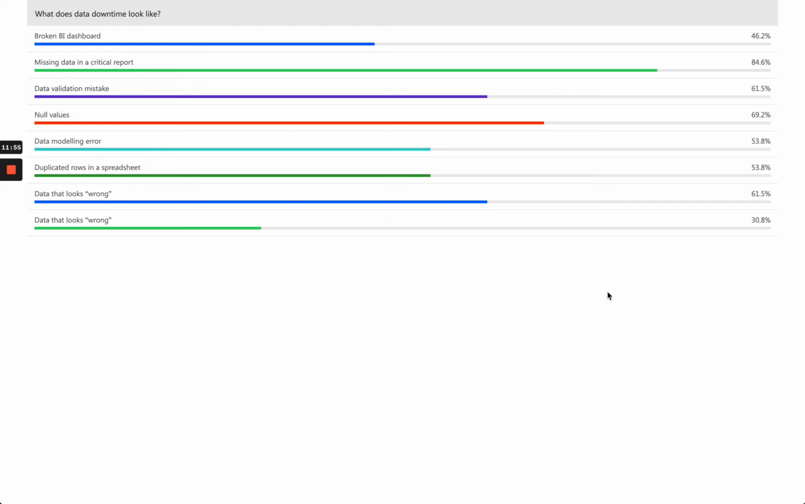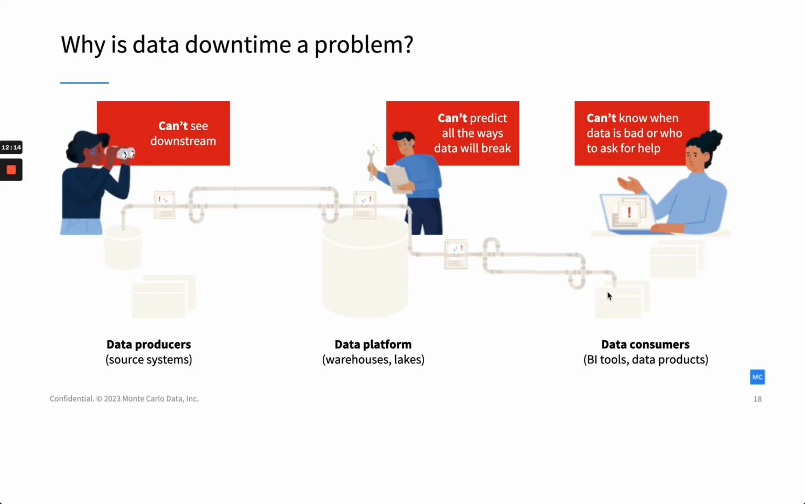And the good news is that it looks like these things happen to everyone in data, regardless of your industry. It could be a null value, it can be a data validation mistake, it can be missing data in a critical report, and so on and so forth. So now that we know what data downtime looks like, why is it a big problem? And how does that actually manifest in the data pipeline?